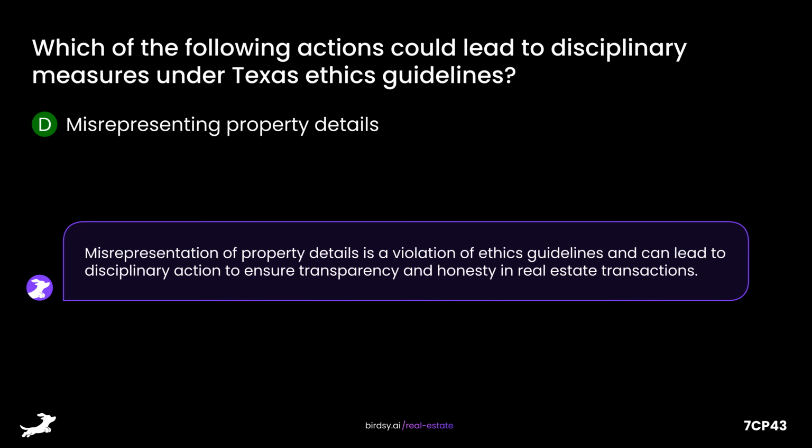Misrepresentation of property details is a violation of ethics guidelines and can lead to disciplinary action to ensure transparency and honesty in real estate transactions.